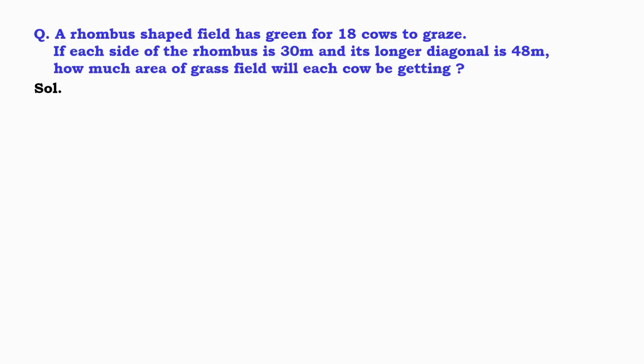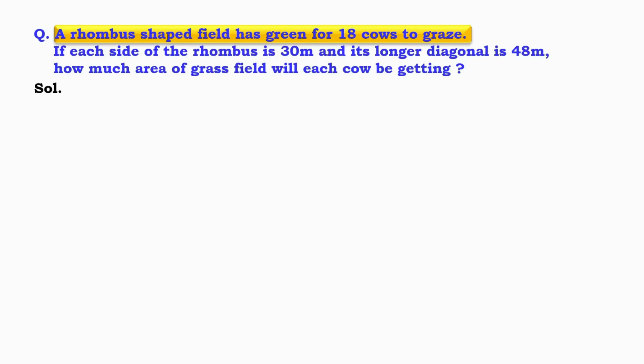A rhombus-shaped field has green grass for 18 cows to graze. If each side of the rhombus is 30 meters and its longer diagonal is 48 meters, how much area of the grass field will each cow be getting? Okay, so let us take a look at the question first, then we need to draw the diagram.